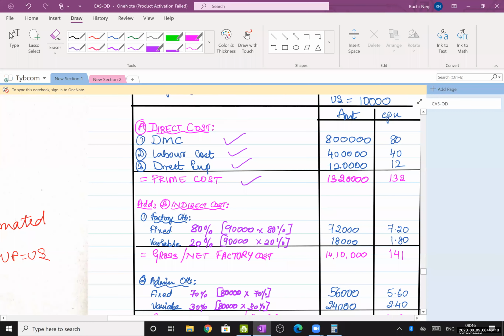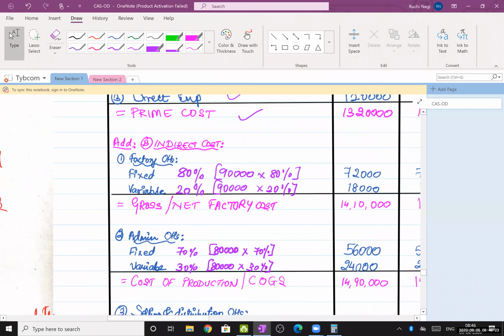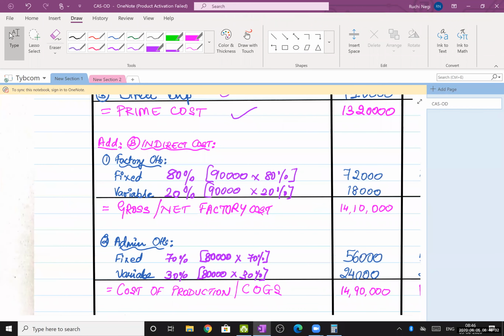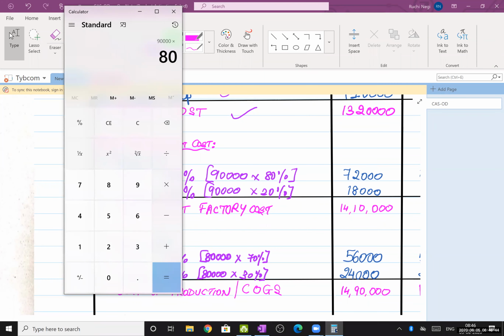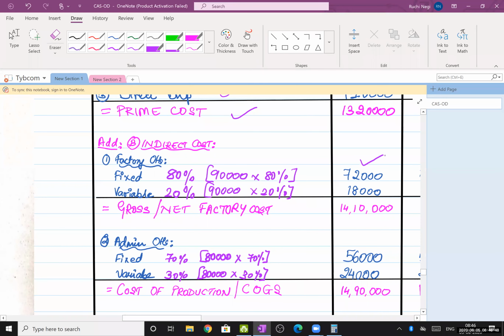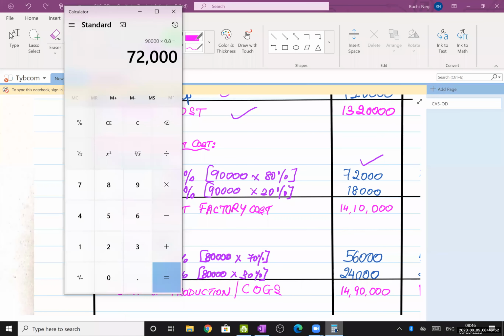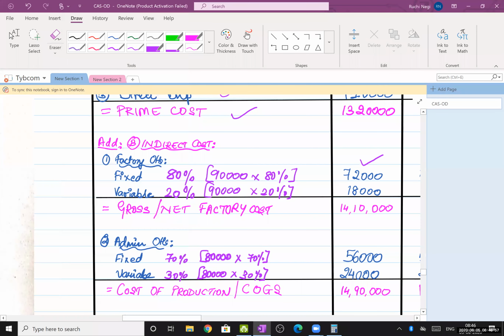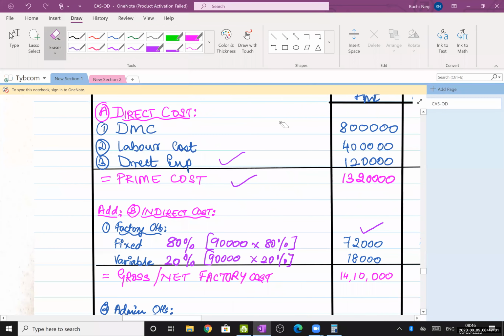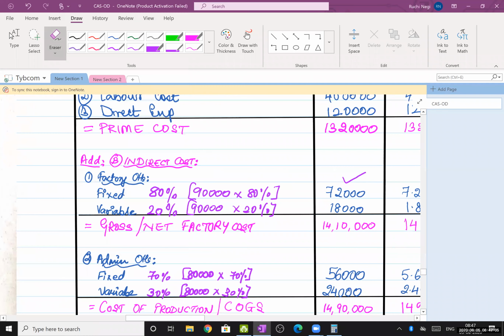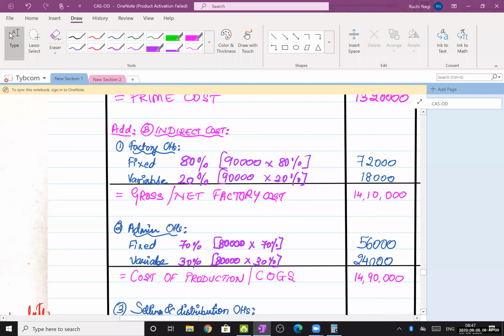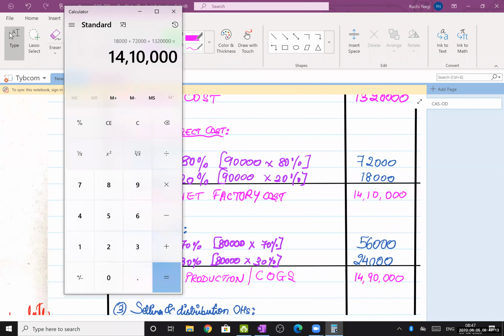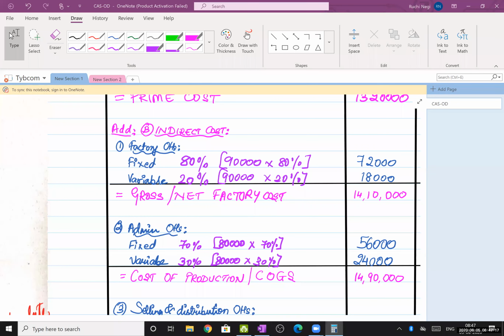Then add indirect cost. Always complete the current year first. Don't make the estimated cost sheet simultaneously. First complete the current year. Factory overheads: divide in 80-20, fixed and variable. Total is 90,000. 80% of 90,000 is 72,000. Then 20% of 90,000 is 18,000. Total it: 18 plus 72 plus 13,20,000, 14,10,000. So that's my gross and net factory cost.